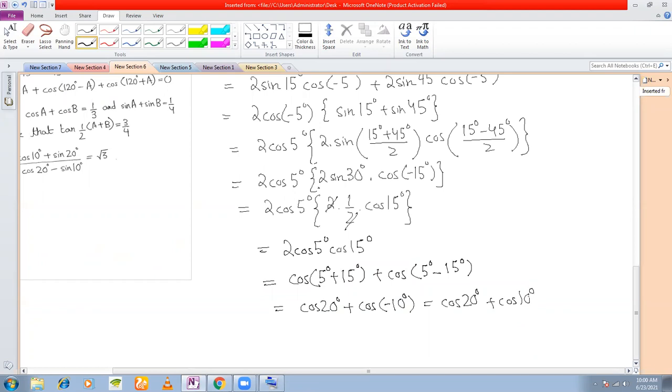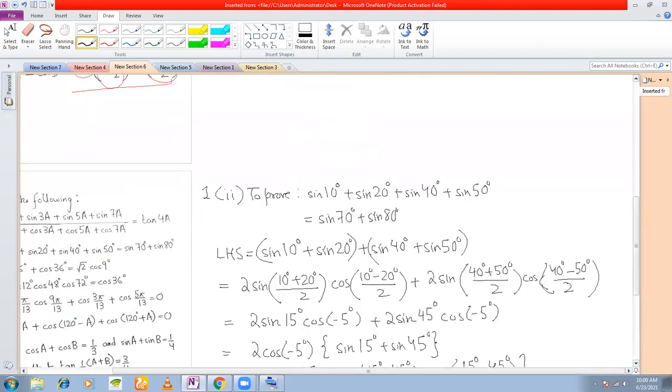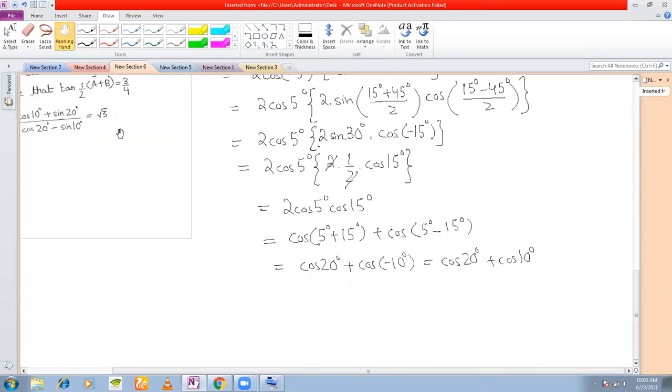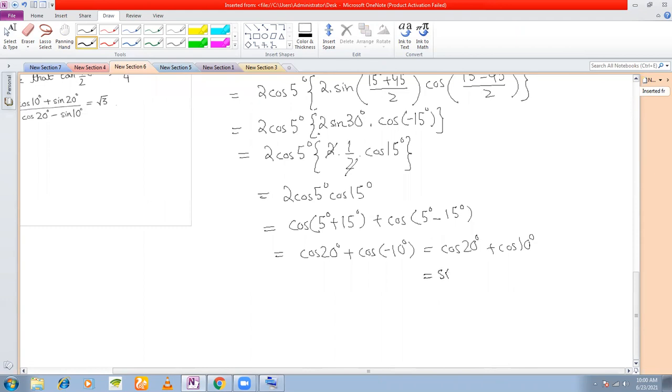And what is the right hand side that you need to prove here? If you see, the right hand side is sine 70 and sine 80. So you can convert cos to sine by complementary angle formula. Sine 90 degree minus 20 degree plus sine 90 degree minus 10 degree, which is equal to sine 70 degree plus sine 80 degree, which is equal to your right hand side. This is what you wanted to prove.